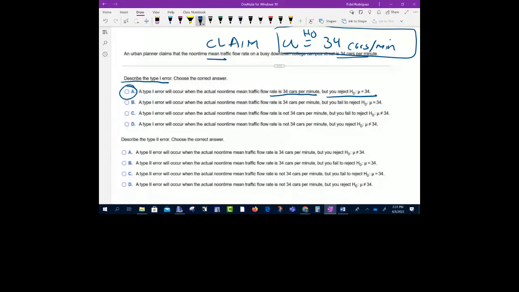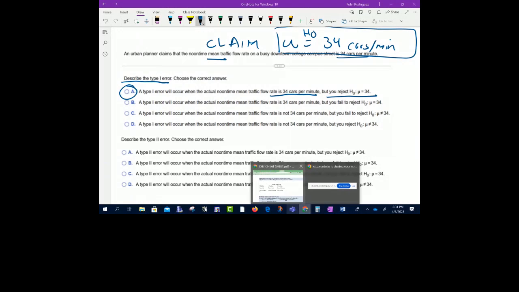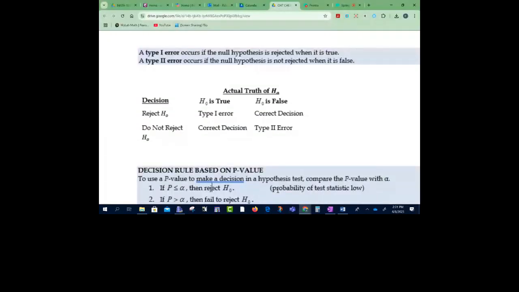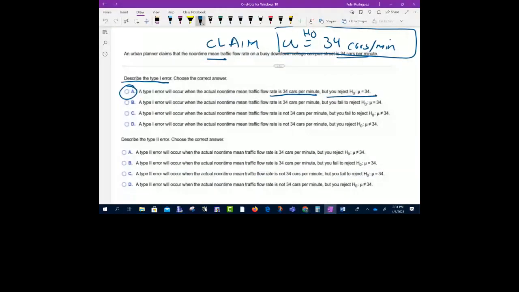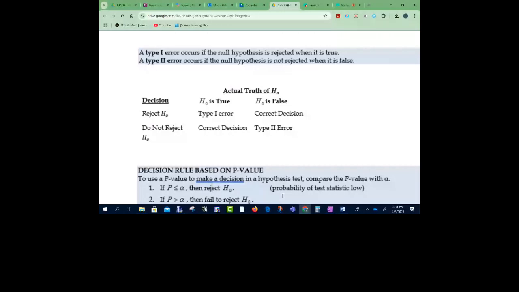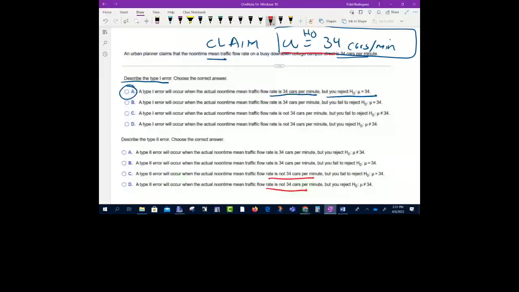All right. Let's see what a type 2 error looks like. So look, guys, I'm going to come back to my cheat sheet again. Type 2 error occurs when the H0 is false, but we do not reject it. They're telling me this is false. So if it is not equal to 34, I'm going to look over here. Look, y'all, C and D, those are the ones that say it is not 34 cars per minute. But we're not going to reject the H0. So we failed to reject it. Boom. Doesn't it look like choice C?